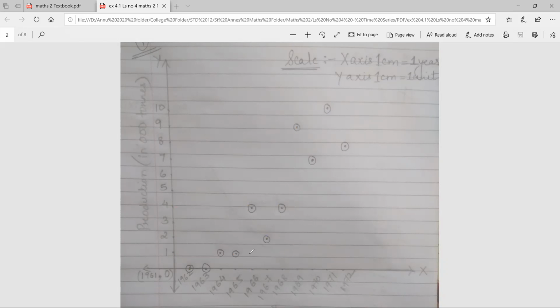So I hope class you followed how to plot the points now. After plotting the points, put a point and circle it so that it becomes easier for you all to find out where exactly is the point. And with the help of that, your graph becomes easy.